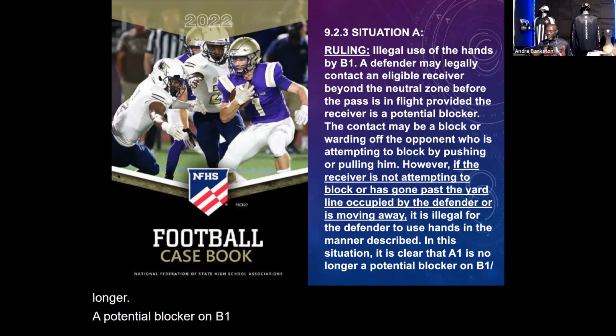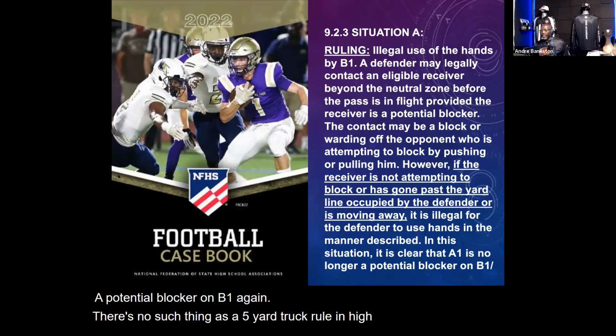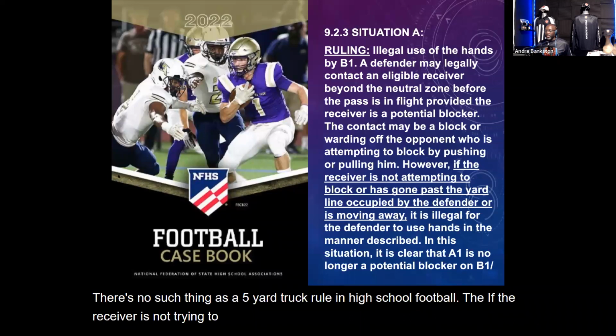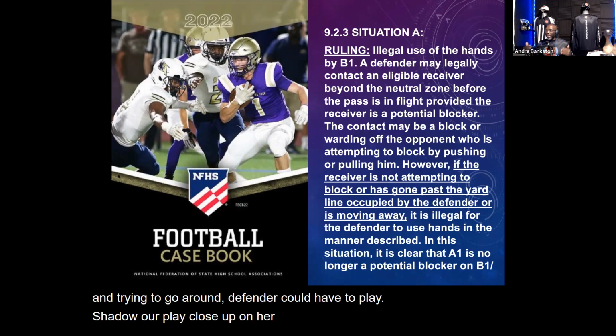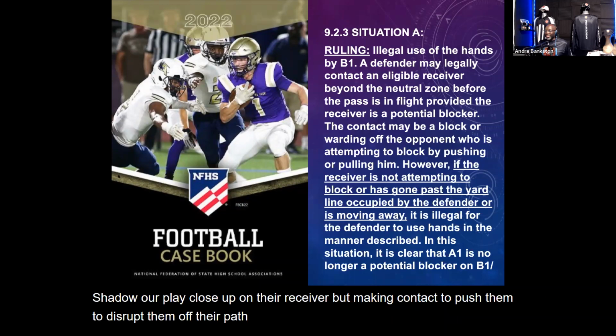Again, there's no such thing as a 5-yard chuck rule in high school football. If the receiver is not trying to block the defender and is trying to go around, the defender can play shadow or play close up on the receiver, but making contact to push them, to disrupt them off their path, is illegal.